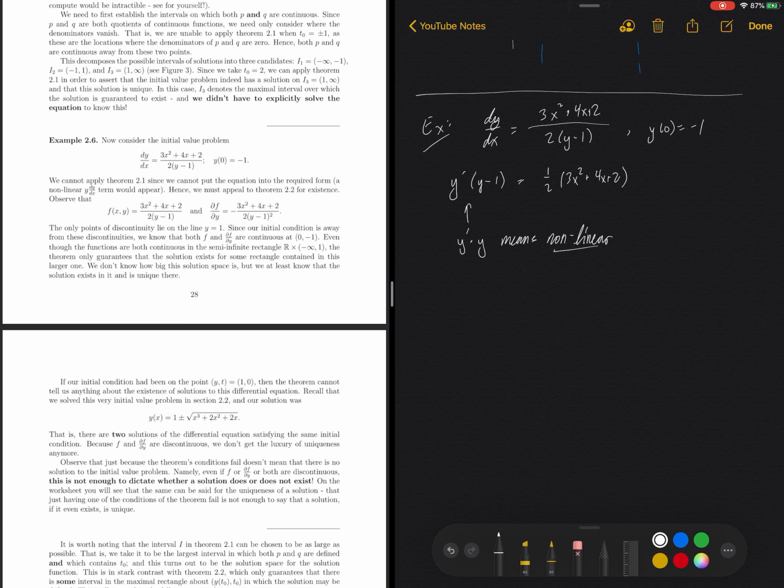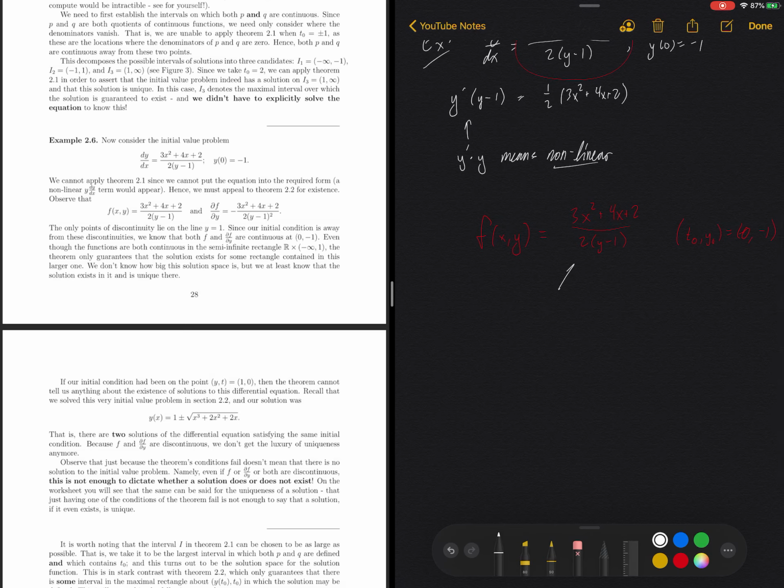I can't figure out an entire, like a maximal solution domain here, but I can use theorem 2.2, the nonlinear existence and uniqueness theorem, in order to show that there exists a solution. So let me go ahead and identify the parts that we need. This is going to be my rate function. Right, so this is my f. So f of, and in this case, the independent variable is x, not t. So f of x and y is going to be this ratio (3x² + 4x + 2) over (2y − 1). And my initial condition will be (t0, y0) equals (0, −1).